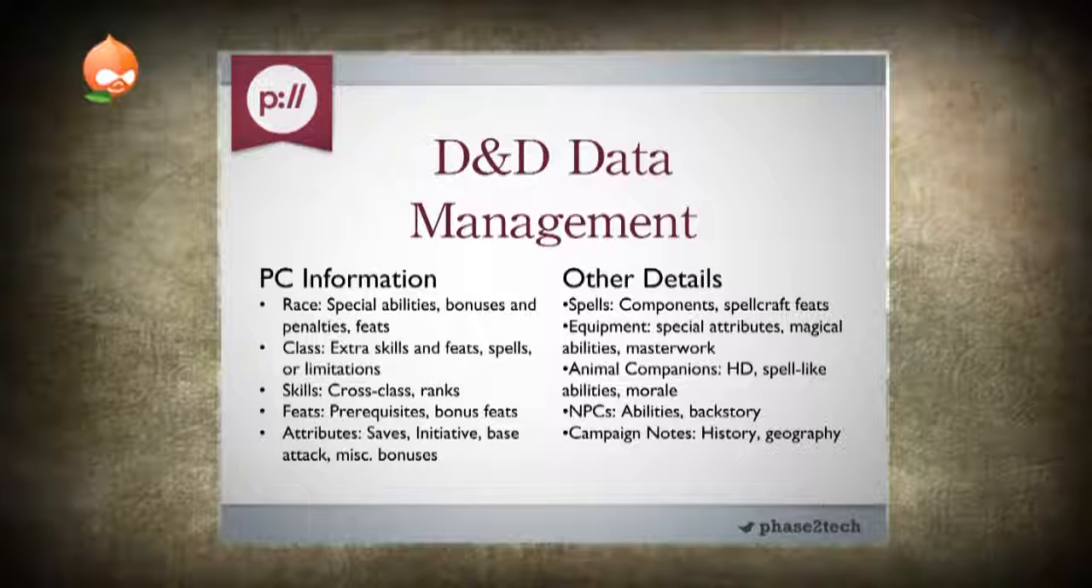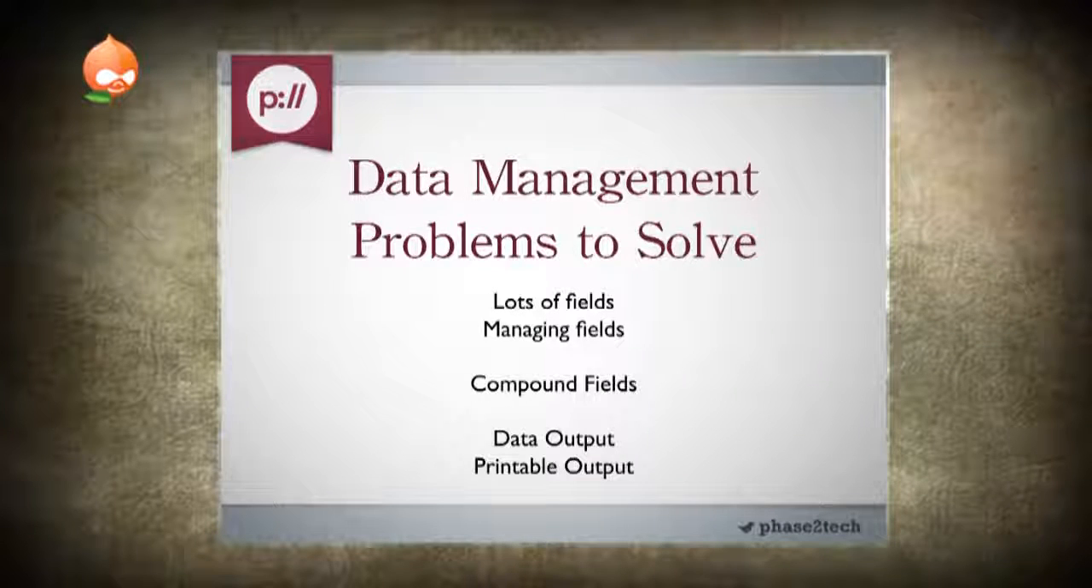So you have all of these different things to manage in a D&D campaign. Looking at the data management problems we actually have to solve, narrowing it down to just a few things we want to focus on. You have lots of fields. Your character has a lot of data points associated with it, so you have to figure out ways to manage those fields. Compound fields, and I'll go into this a little bit more in a second. And then being able to output that data. I said at the beginning, it's one thing to be able to pull data out of the database, but it's another thing entirely to be able to display that in a useful and meaningful way.